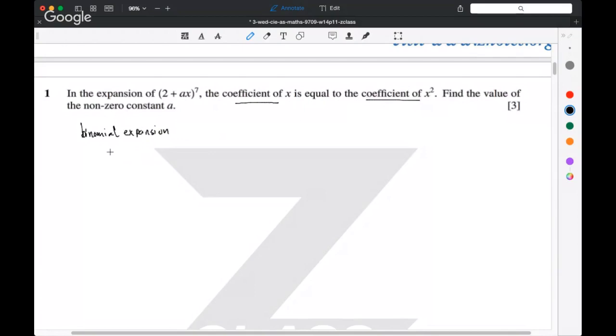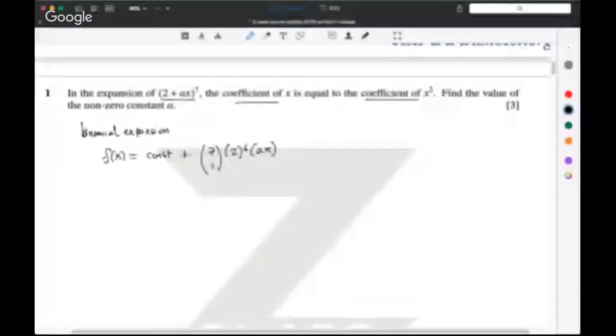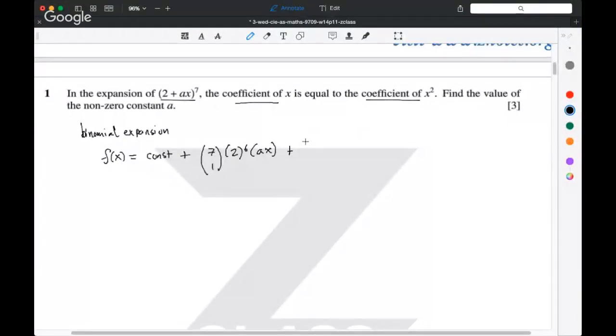So usually in a binomial expansion, you'll have some f of x equal to some constant, your initial value, plus, in this case, 7 choose 1, times 2 to the 6 times ax. So this is all just plugging in stuff from here into the formula in the formula booklet. And then there's plus 7 choose 2, that's a 7 choose 2, 2 to the 5 ax squared.